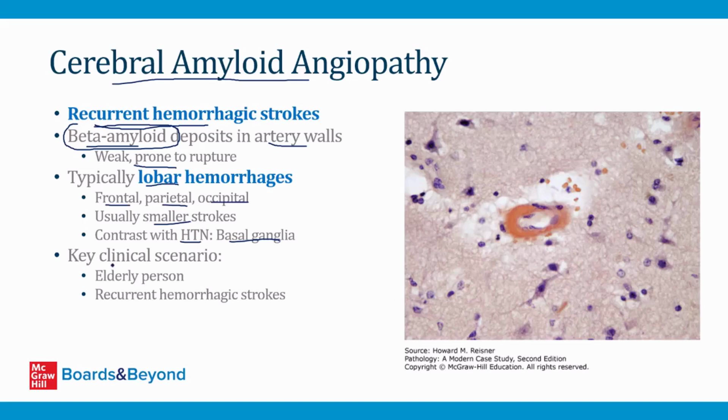So the key clinical scenario to recognize this condition is going to be an elderly person, because usually amyloid accumulation occurs among the elderly, and they will have recurrent hemorrhagic strokes, probably involving the lobes of the brain. And this is a picture here of brain tissue with beta amyloid deposition in an arterial wall. I don't think they're going to expect you to recognize this in your board exams. I'm just showing it to you so you've seen it once.